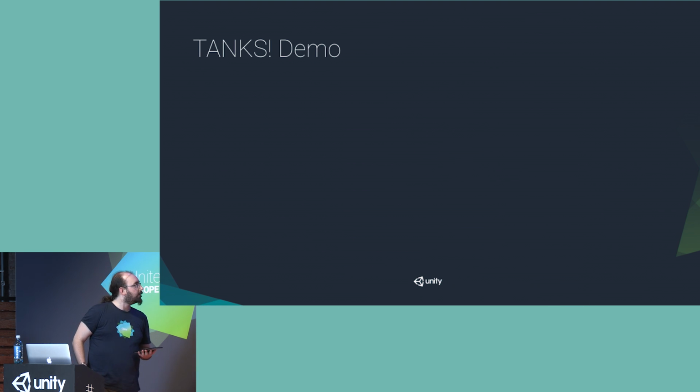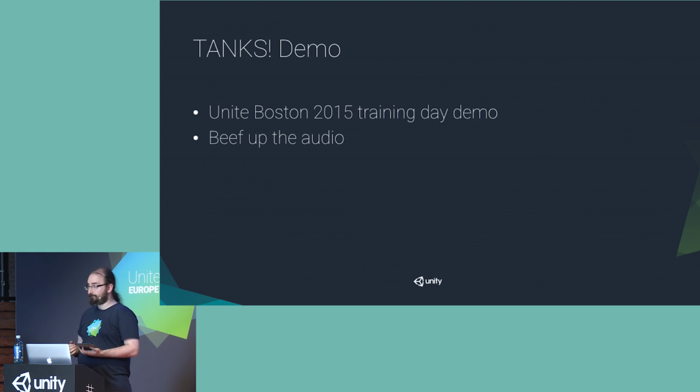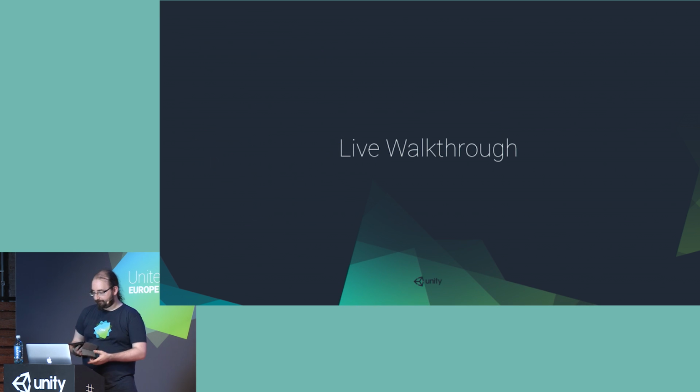Just to explain what that is a little bit first. This was the training day demo from Unite Boston 2015. It was pretty cool, but I thought I'd look at it and say, OK, how can I use Scriptable Objects to pimp this up another level? So I decided to beef up the audio a little bit. I decided to add destructible buildings, complete with camera shake for really big buildings falling down. I added pluggable AIs as well. And I made configurable game settings with load and save of the settings that you set up. So I'm going to walk through how I did all of those things.